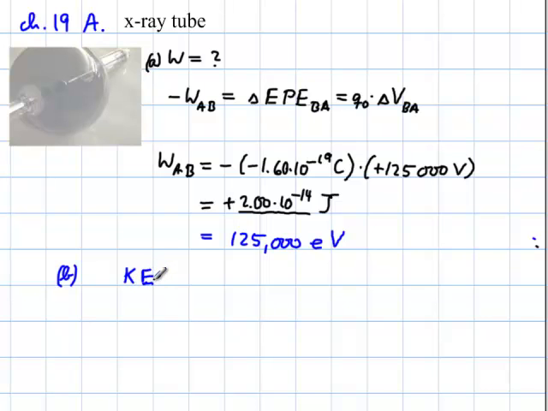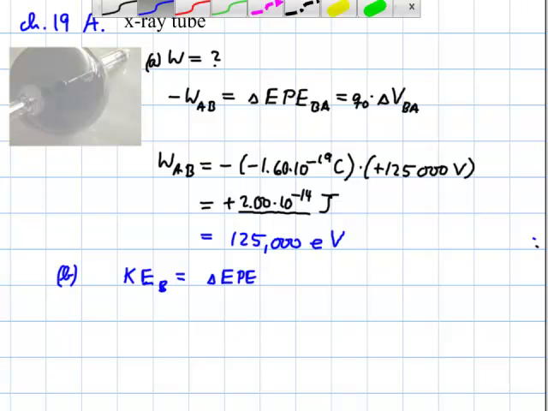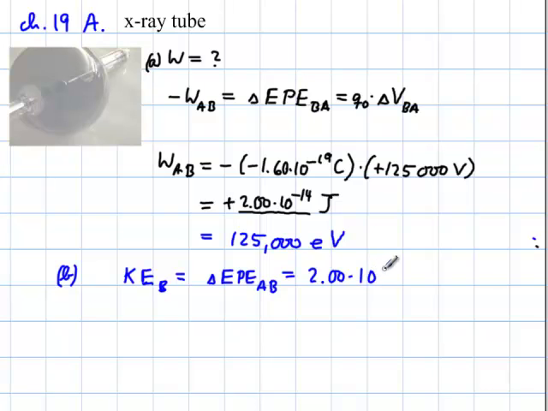that it will achieve at point B, which is the anode, is going to be, again, the difference in electric potential energy from A to B. And that then is the same 125,000 electron volts, respectively 2.00 times 10 to the negative 14 joules.